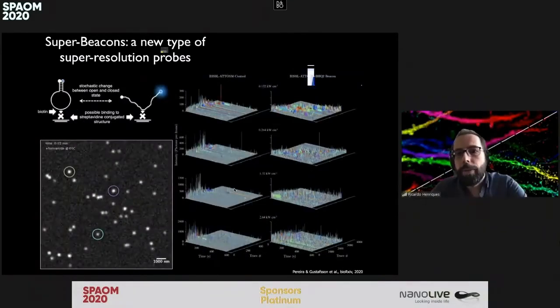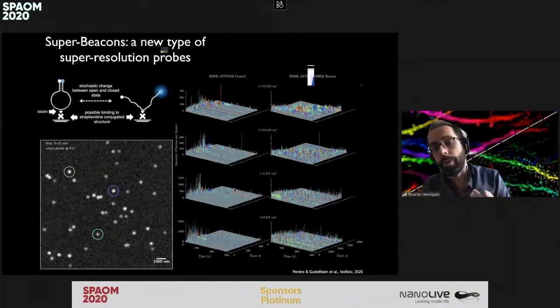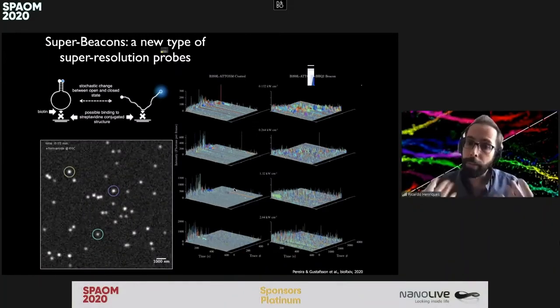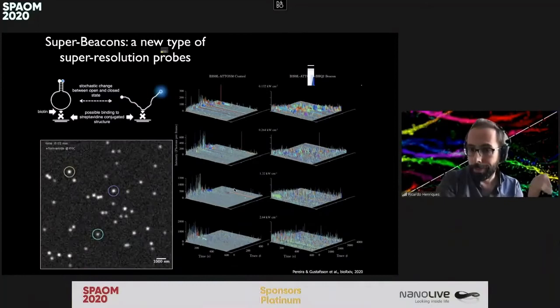Now, the interesting thing here is that because these probes just naturally blink, and they even blink if they're not being illuminated, one of the cool things here is that we don't need strong illumination, and we do not need special buffers to induce that blinking. So in principle, they are more live cell compatible than probes that you would use for this.